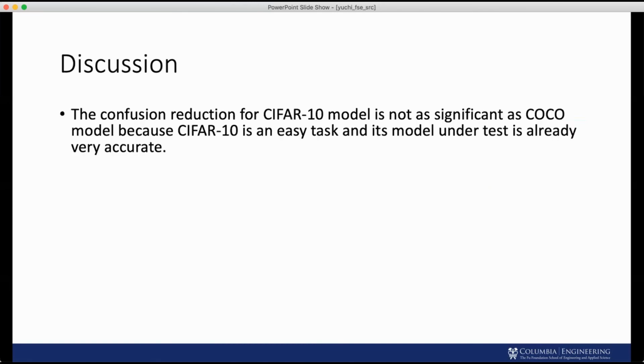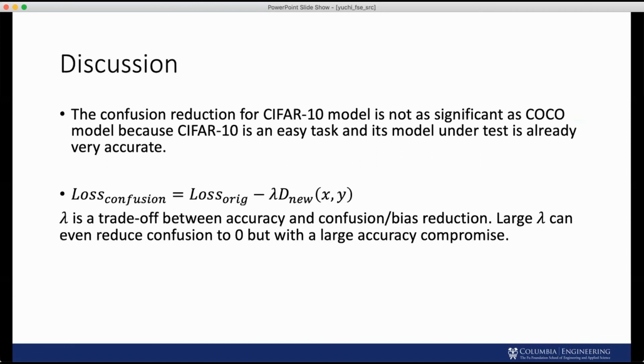The confusion reduction for CIFAR-10 models is not as significant as for the COCO model because CIFAR-10 is an easy task and its model on the test set is already very accurate. Reducing the confusion further is harder than for the COCO model. Lambda is a trade-off between accuracy and the confusion and bias reduction. A large lambda can even reduce confusion to 0, but with a large accuracy compromise.